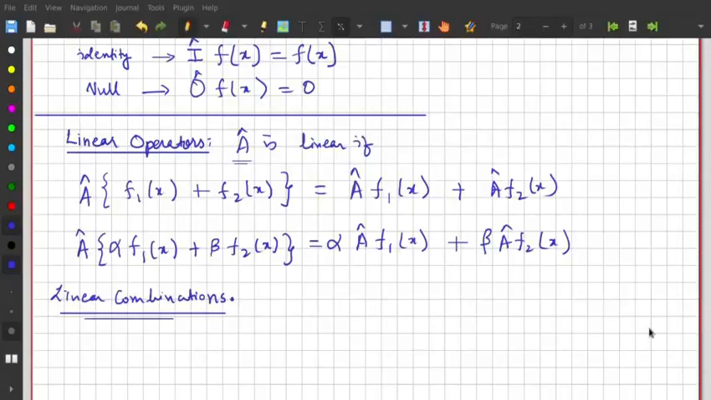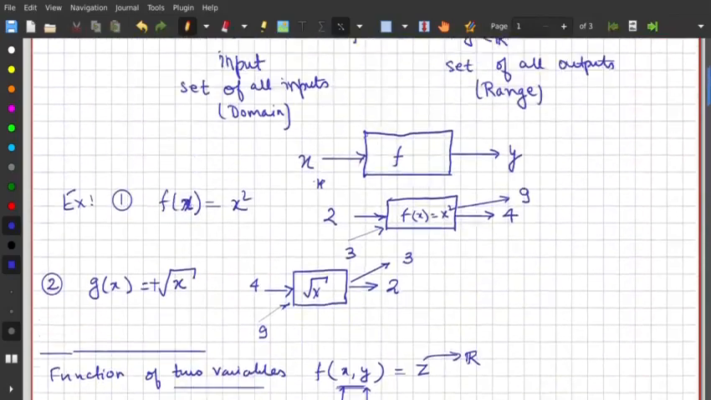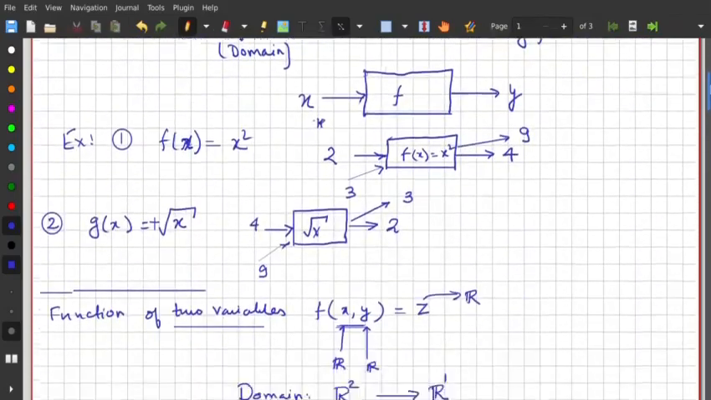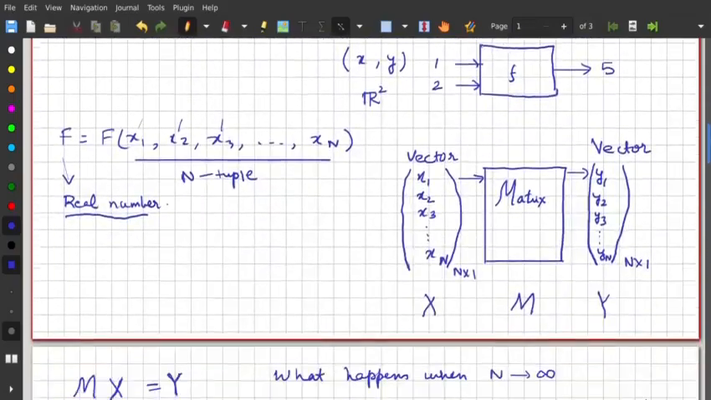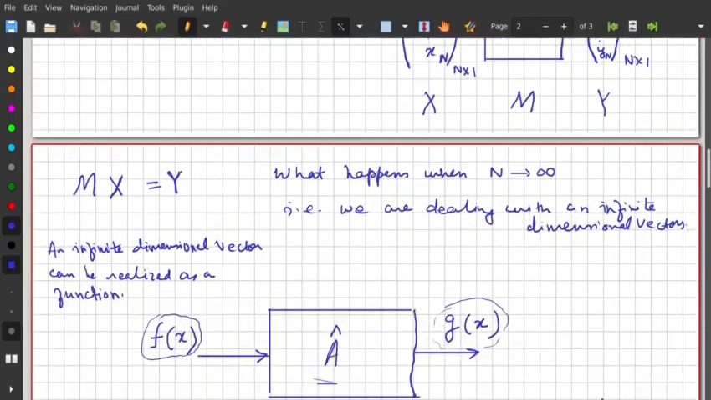Hello everyone. So welcome to the second supplementary lectures on operator theory. So we were discussing the basics about what an operator is, and we saw the development of how we generalize the idea from a one-dimensional function of a real variable to functions of two variables, n variables, and then we generalize the idea to matrix vector operations. So here you see a matrix acting on a vector to provide another vector.